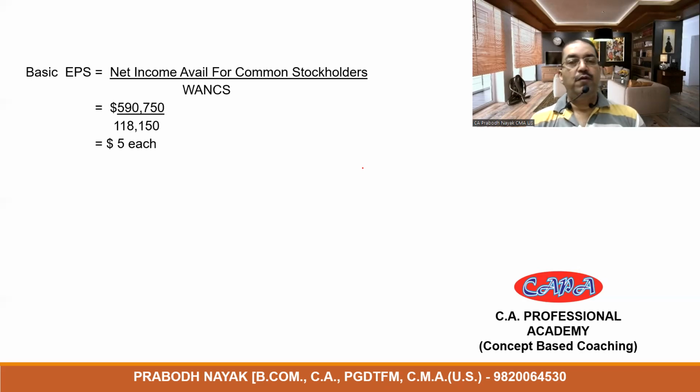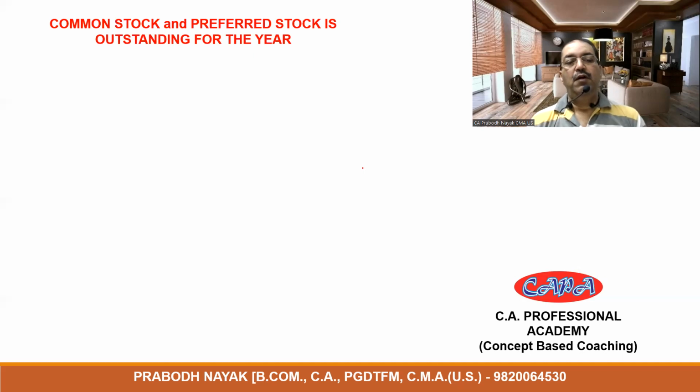I hope you have understood this particular example. It was pretty simple. Now let us come to some variance in the capital composition. In both the examples, we calculated basic EPS. In both the examples, we had only common stock. We did not have preferred stock. Now we will have common stock and preferred stock outstanding for the year.